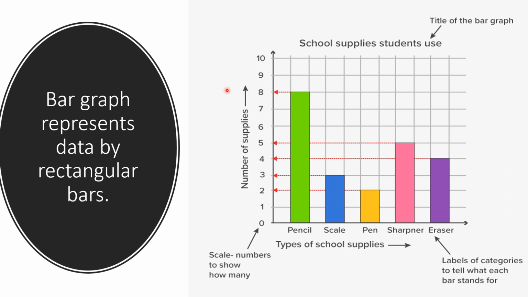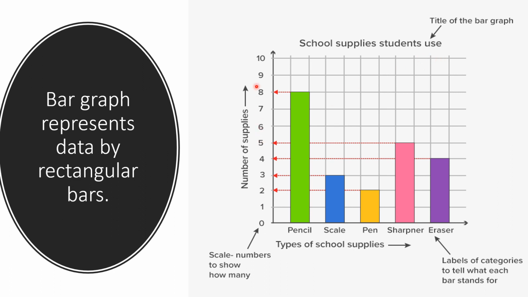For example, this is a bar graph which represents school supplies students use, like pencil, scale, pen, sharpener, eraser. How many pencils students use, how many scales they use, how many pens they use. So this bar graph represents the number of school supplies used by students. At the very top of this bar graph is the title of the bar graph, school supplies students use.